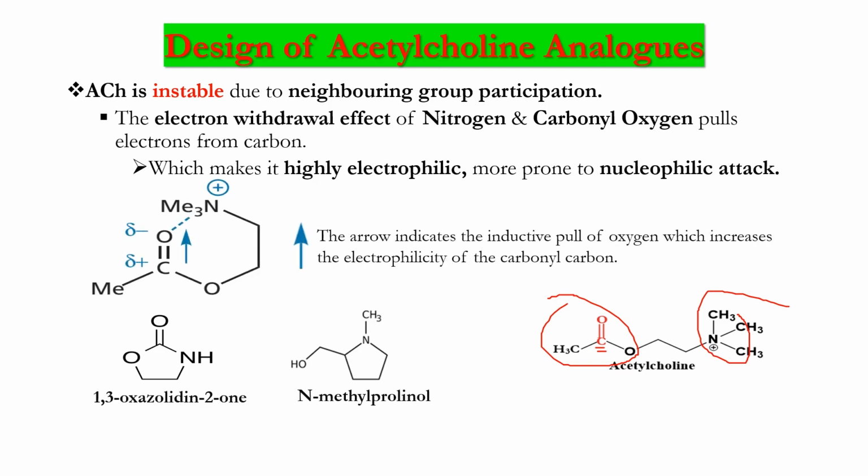And hence, in these structures, this arrow indicates the inductive pull of oxygen, which increases the electrophilicity of the carbonyl carbon, so that this molecule becomes more prone to nucleophilic attack, predominantly by the acetylcholinesterase enzyme.